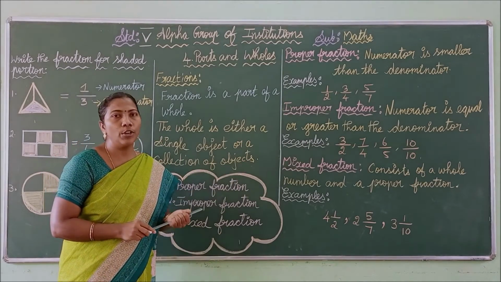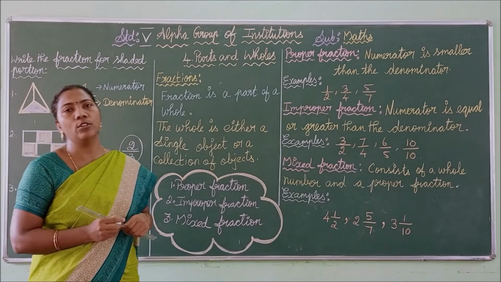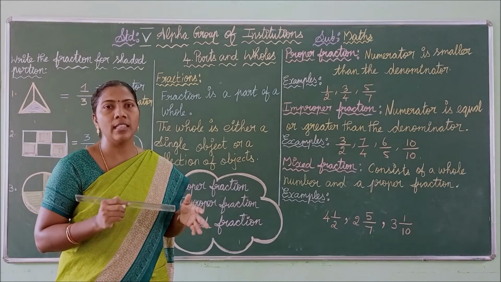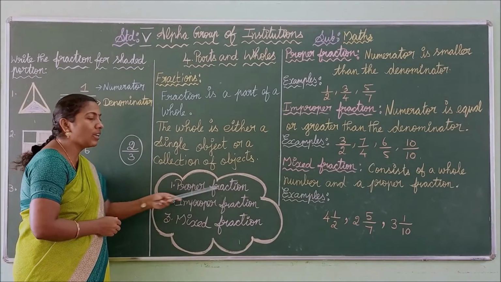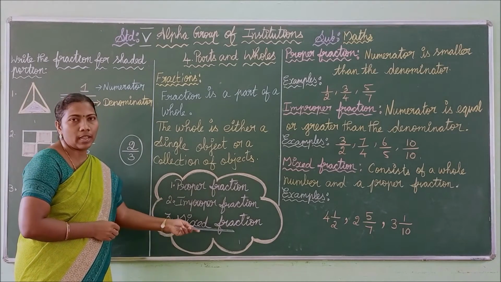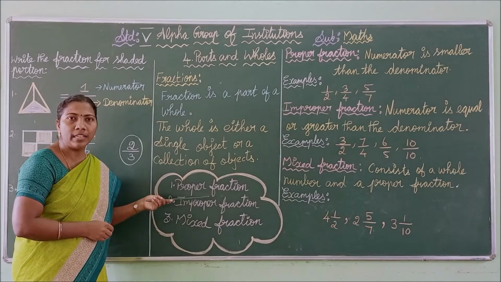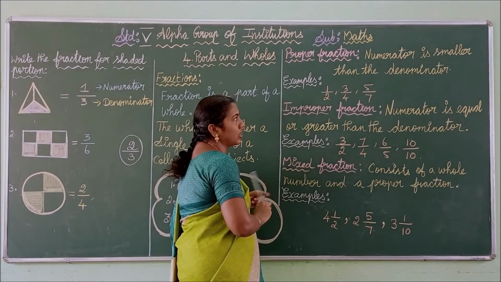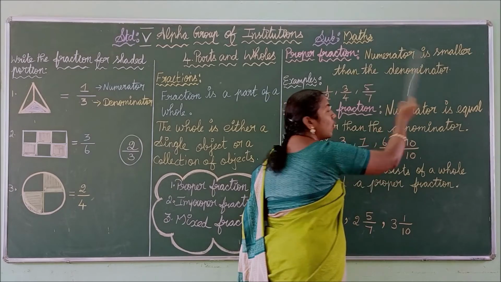Next we are going to see types of fractions. Mainly, first we are going to see 3 types of fraction: proper fraction, improper fraction, and mixed fraction. How do you call the proper fraction? What is the definition for it? Let us see one by one. What is meant by proper fraction? The numerator is smaller than the denominator.